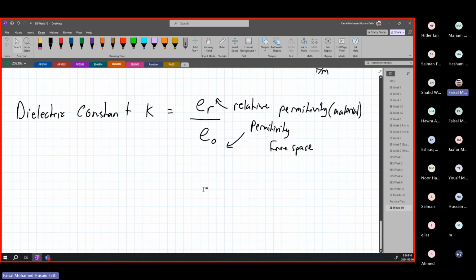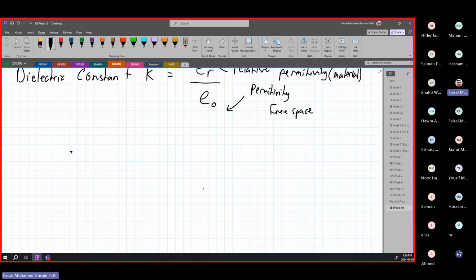All you guys need to know is this equation: C, which is your capacitance, is going to be equal to your permittivity of free space times your relative permittivity times the area, divided by D.